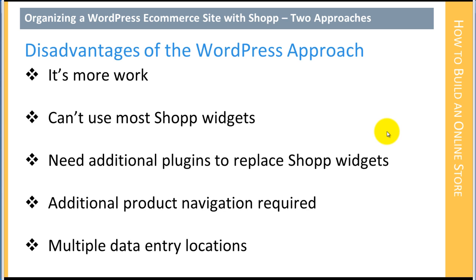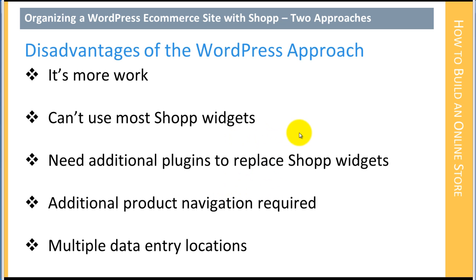And then also you end up with multiple data entry locations. That is, in order for Shopp to handle the transactions, you're going to have to put the product price in Shopp, but you're probably also going to want to put the product price in the product post as well. And so at a minimum, you've got that one little bit of data that you may have to enter twice. And so those are the disadvantages. It essentially means that it's more work.